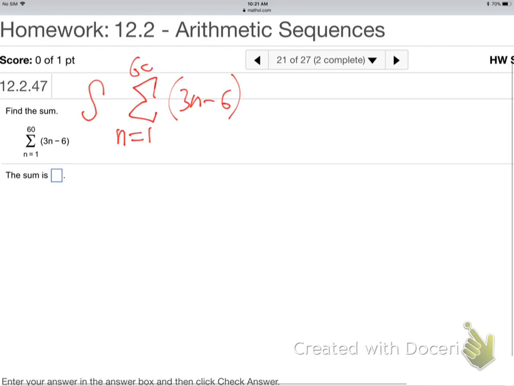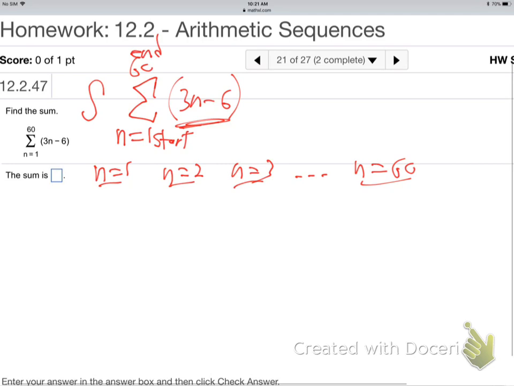They're saying, take this formula and plug in n equals 1, plug in 2, plug in 3, go all the way to 60. You start at the number on the bottom, you end at the number on the top. So you start at 1, go to 60, and you're plugging into the formula 3n minus 6 every time. And then you're summing them all up, adding them all up. So that's what it says.